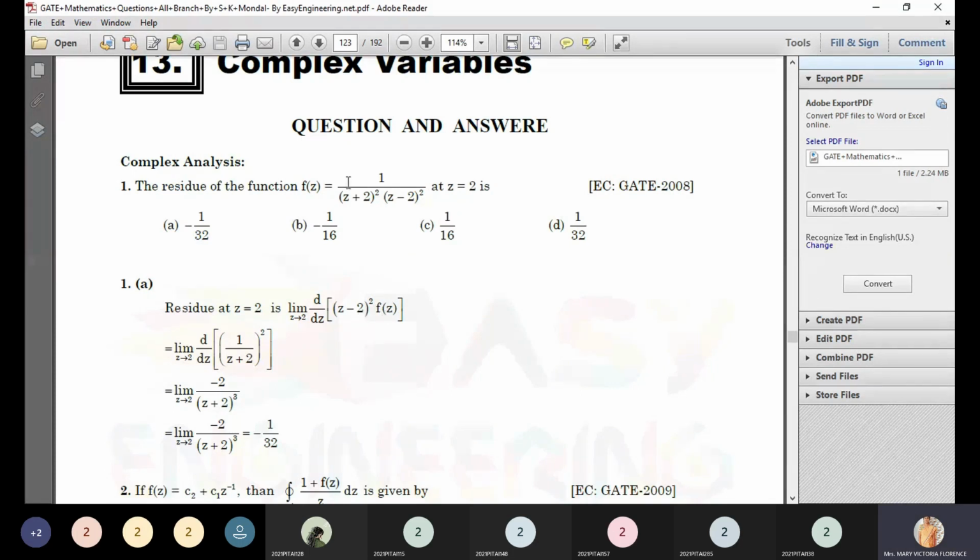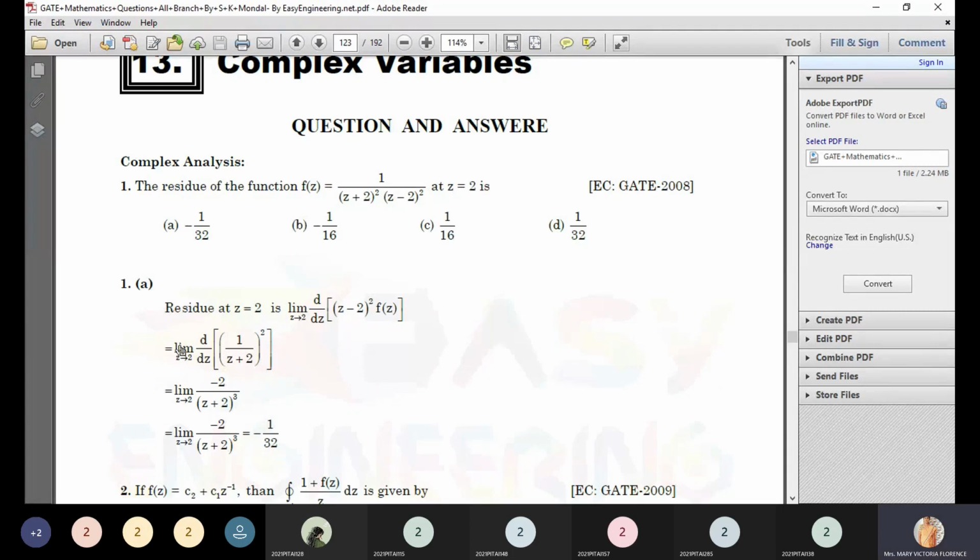Here we have to factorize this denominator: (z+2)² and (z−2)². So z takes the values +2 and −2. We have to find the residue at z = 2. So substituting z = 2, we get (z−2)² f(z), where f(z) takes the value 1/(z+2)².